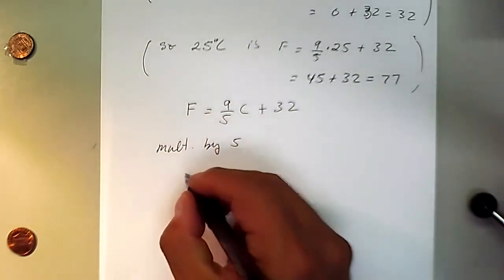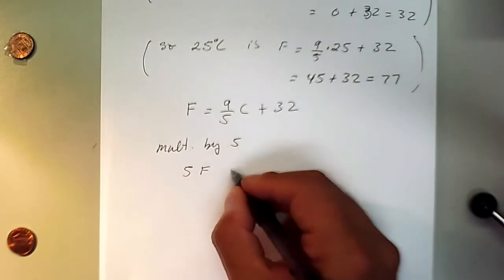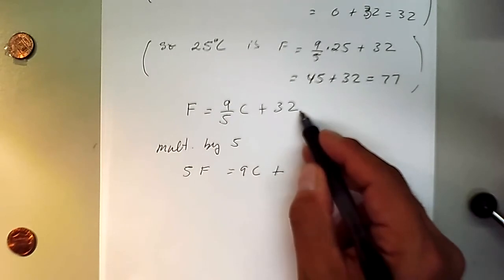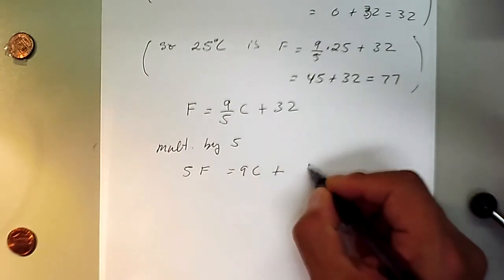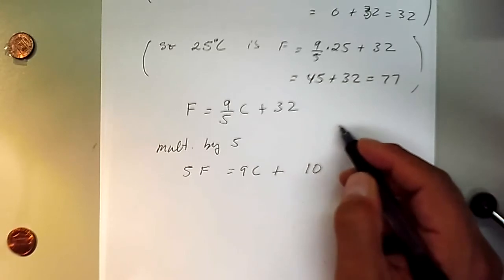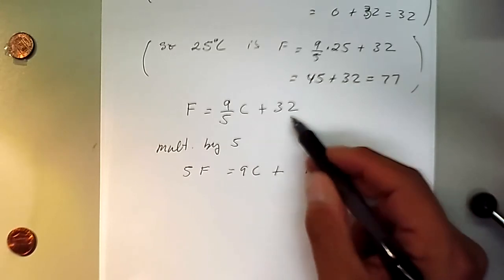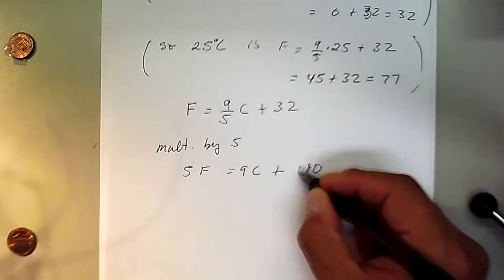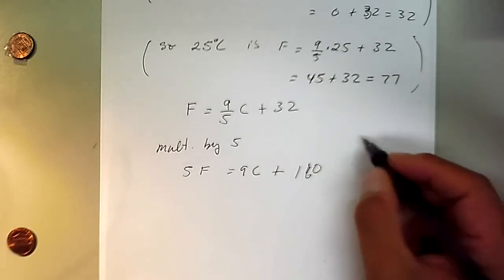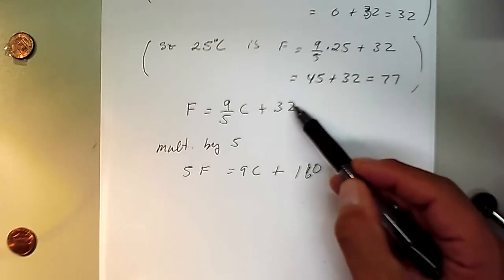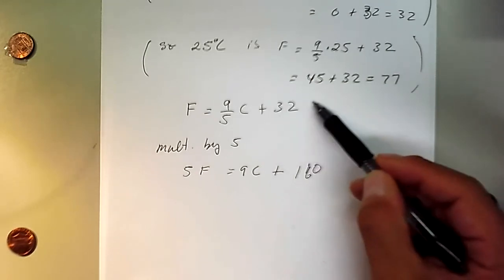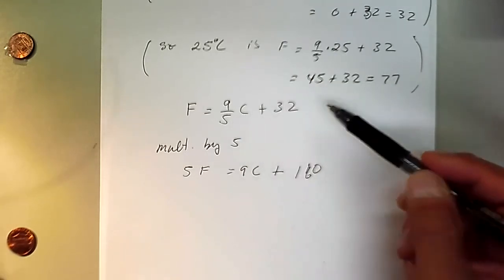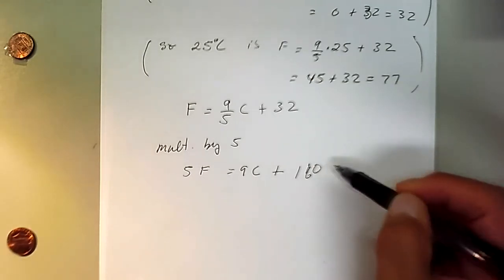So we end up with 5F equals 9C plus, well, 5 times 2 is 10, and 5 times 3 is 15. Well, 5 times 30 is 150, plus the 10 we have is 160. Is that right? 32 times 5, I believe that is right. 5 times 2 is 10, we carry 1. 5 times 3 is 15, and 1 is 16. So yeah, 160.